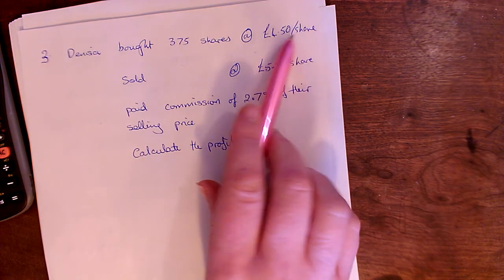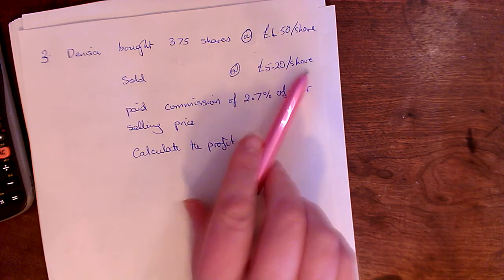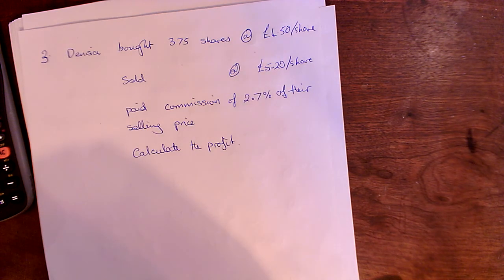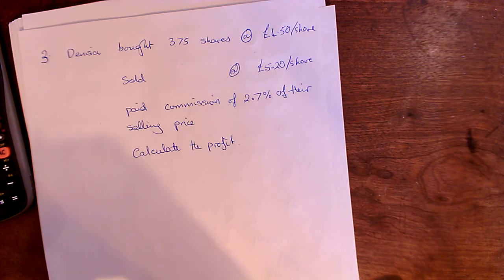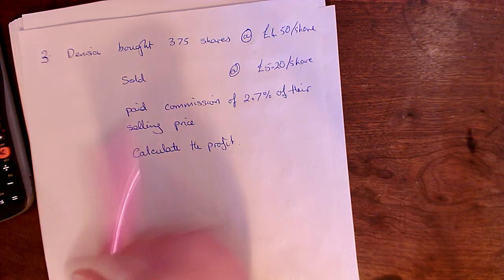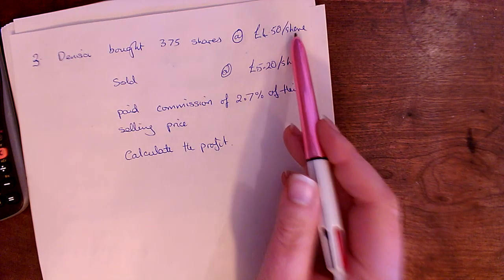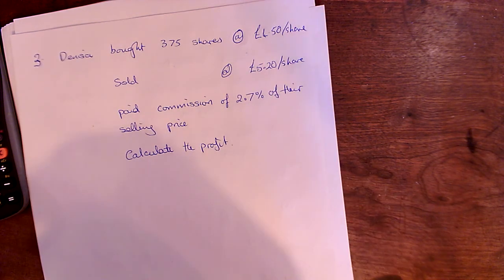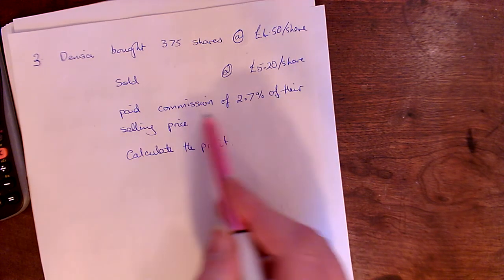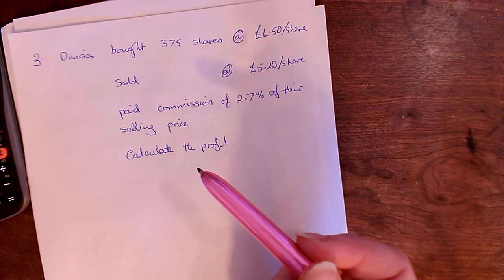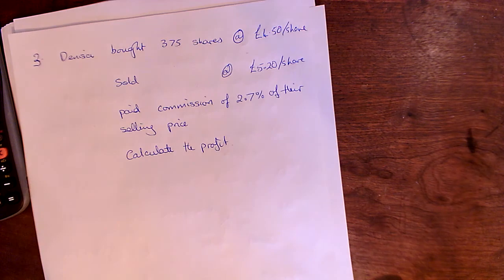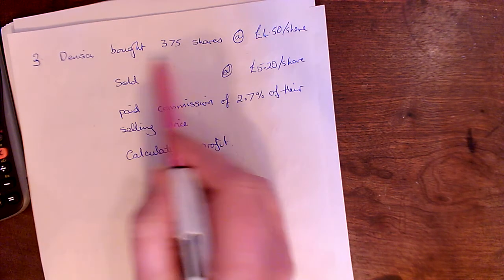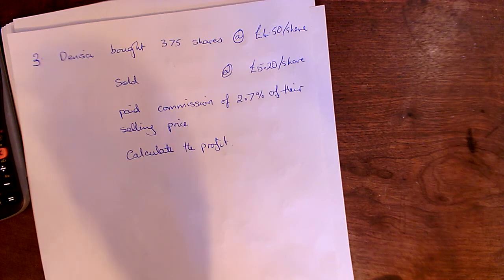So Denise bought hers at £4.50 a share and she sold them at £5.20 a share. So clearly they've gone up. Sometimes people invest in shares and then the market collapses and the share price just completely collapses. So if Denise had been unlucky, she might have bought at £4.50 a share and sold at 50p a share, in which case she would have lost huge amounts of money. Now, she's paying somebody to do the selling of her shares. So she's paying 2.7% commission selling them. So the first thing we need to do is find out how much it cost her to buy them. So let's do that.